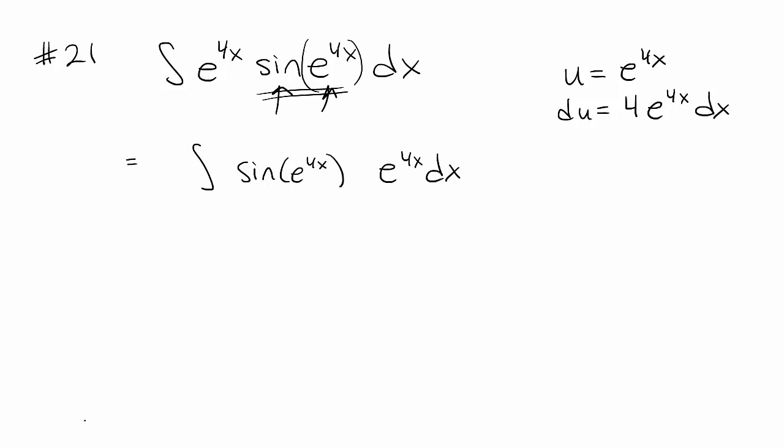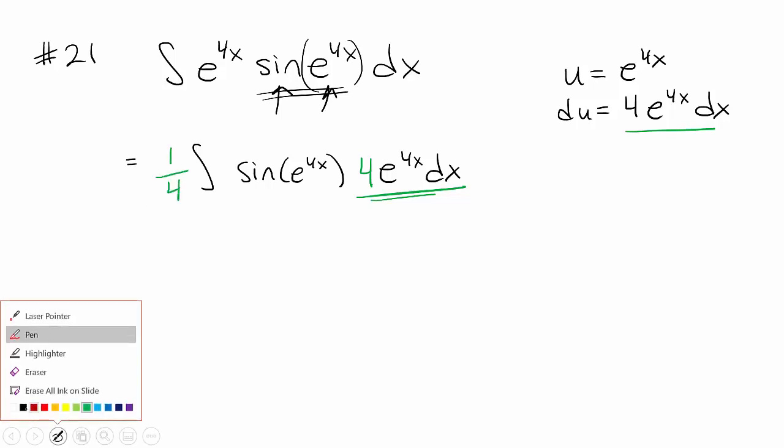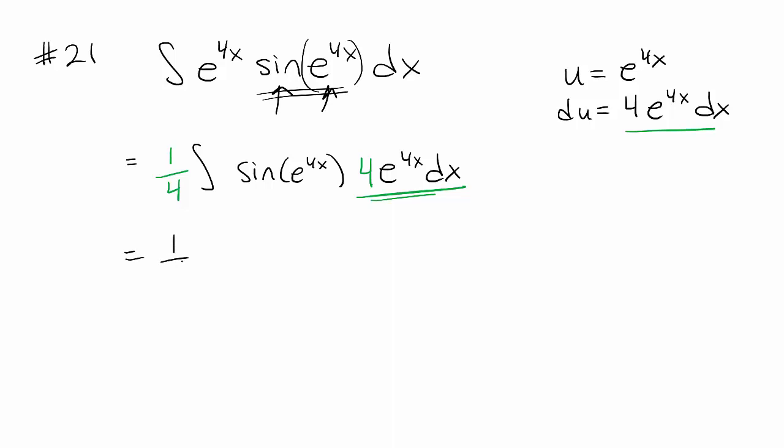Just going to rearrange this a little bit. And then I'm going to multiply the inside by a 4. So now all this will come out and get replaced with du. And if I multiply the inside by a 4, I have to divide somewhere by a 4, so I'll put a 1/4 on the outside there. And then we're ready to do our substitution. So I have 1/4 integral of sine u, and then all this is just du.